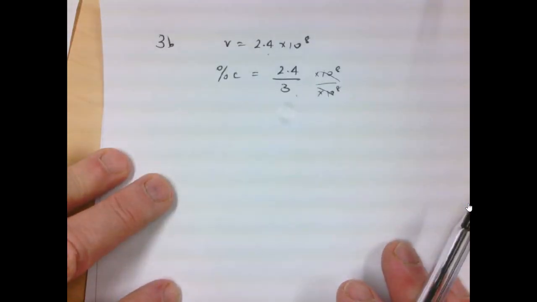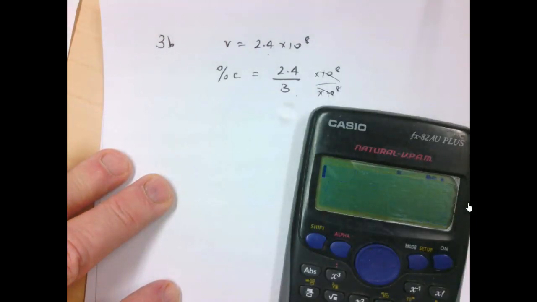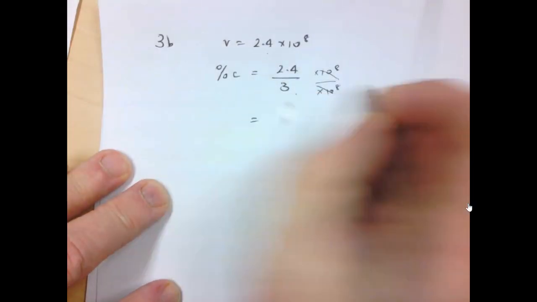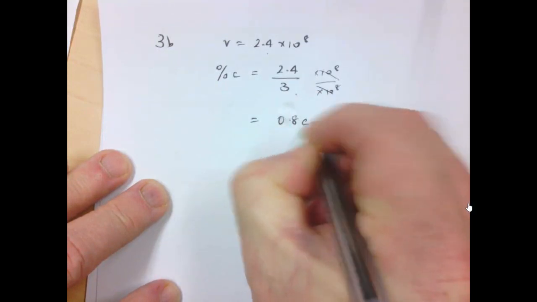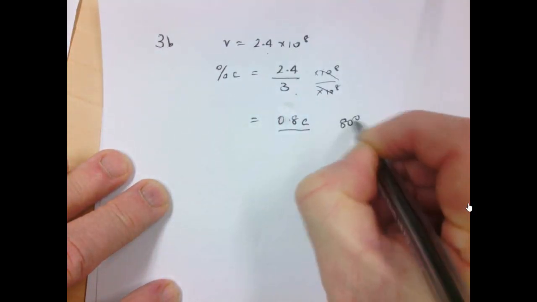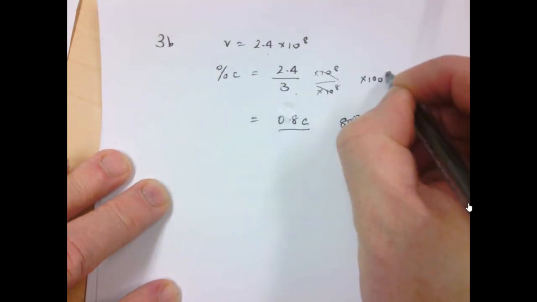Everything has been expressed with the same exponent. Calculating that as the fraction, 2.4 divided by 3 gives us 0.8. So this is 0.8C, so that's the decimal version of it, or 80% C. If we multiply that by 100, we'll get the percentage.